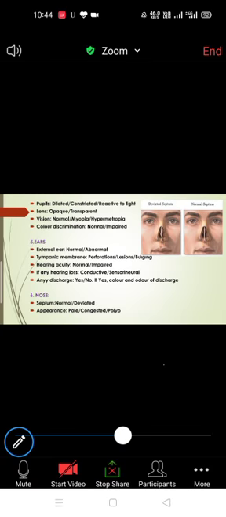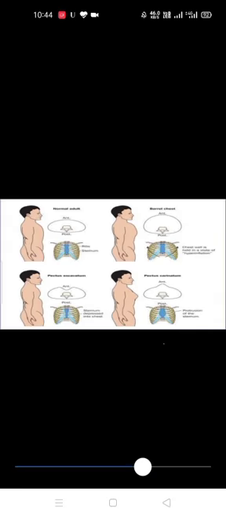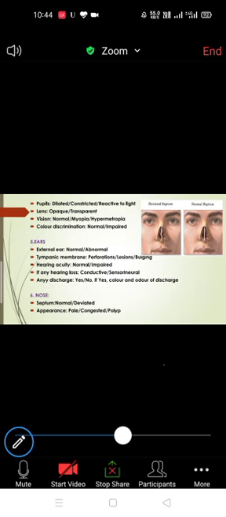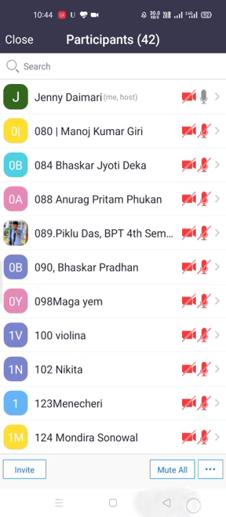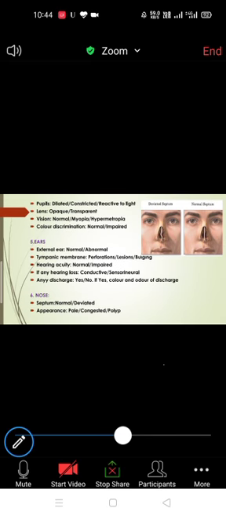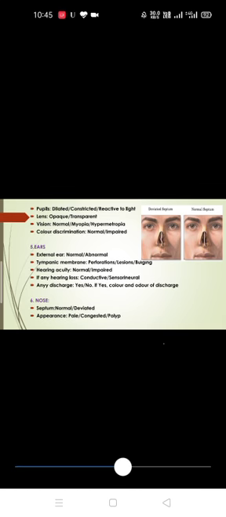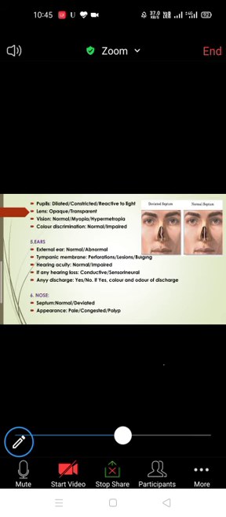Then you will see the nose. For the nose, here you will observe whether the septum is normal or deviated. Here is the picture of the normal and deviated septum. Normal means the septum will be straight and deviated means it will be crooked. For appearance you will see pale, congestive or polyp. Polyp means some extra tissue.